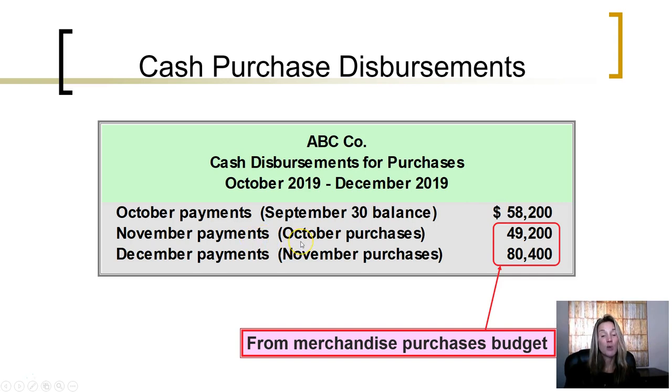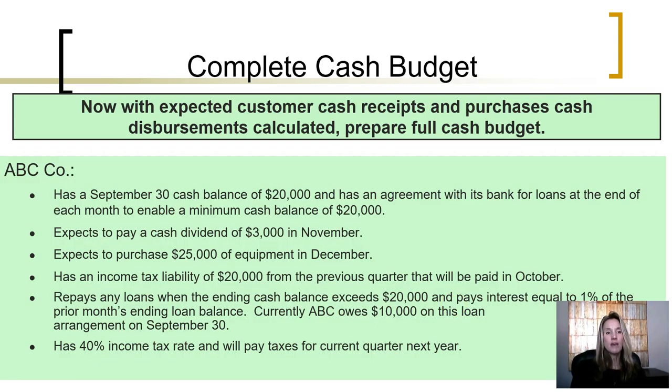In November, we will be paying for all of October purchases, which, coming from the purchases budget that had been previously prepared, $49,200. And finally, December's cash disbursements for purchases will be all of November, or the prior month's purchases that were on credit, $80,400. Again, this comes from the purchases budget previously prepared. Now, with expected customer cash receipts and purchases cash disbursements calculated, we are able to prepare the full cash budget.